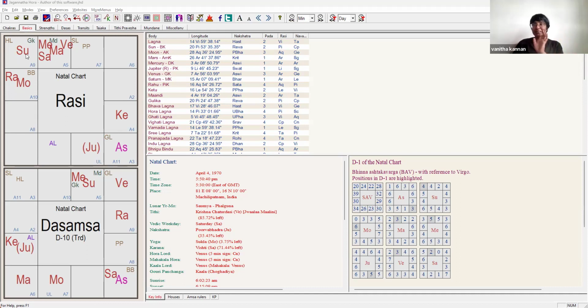Now we'll go into the debilitation. Okay. Is anything debilitated here? Saturn is debilitated. Okay, let's move on. Jupiter is debilitated here? No. Okay, now Moon is debilitated here? No. Sun is debilitated here? No. So there was only one Graha which is debilitated, that is Saturn.